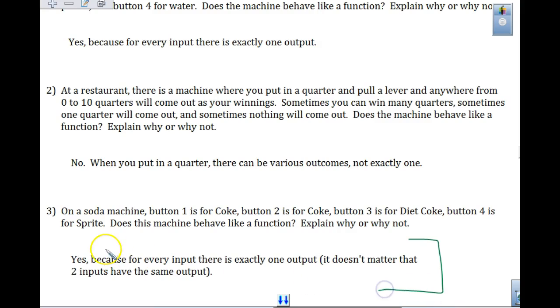So when you're looking at these answers, put down yes, because every input has exactly 1 output. It doesn't matter that 2 and 1 have the same output, right? It doesn't matter that 2 of our inputs, both 1 and 2, have the same output of getting a Coca-Cola for a pop, right? So what we are going to be looking at is more like what that function machine did. So I'll make sure you have this written.